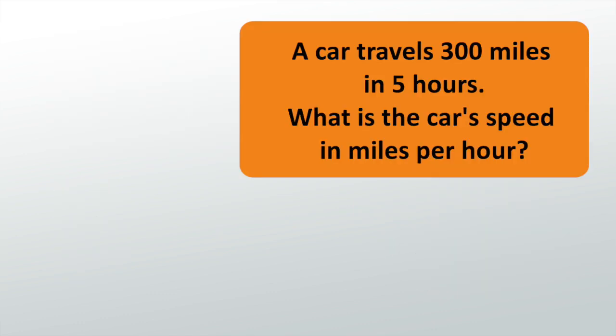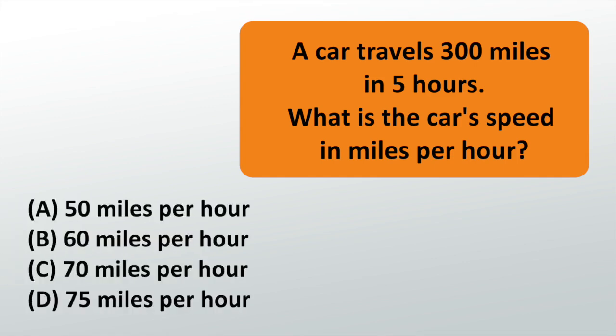Question 2. A car travels 300 miles in 5 hours. What is the car's speed in miles per hour? A, 50 miles per hour, B, 60 miles per hour, C, 70 miles per hour, or D, 75 miles per hour.